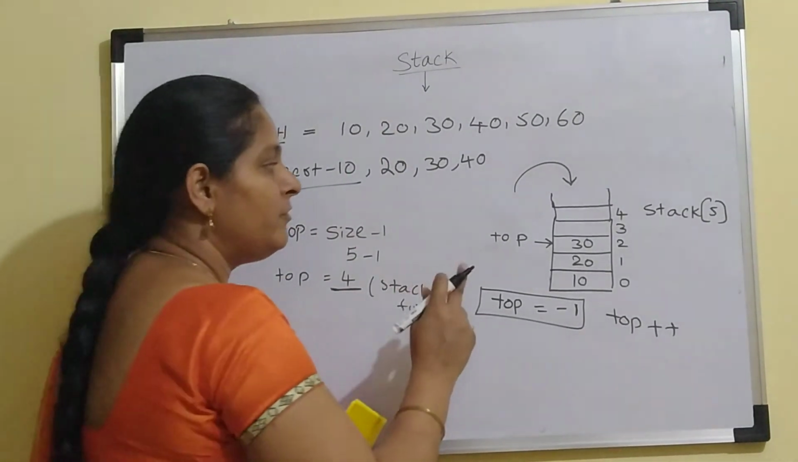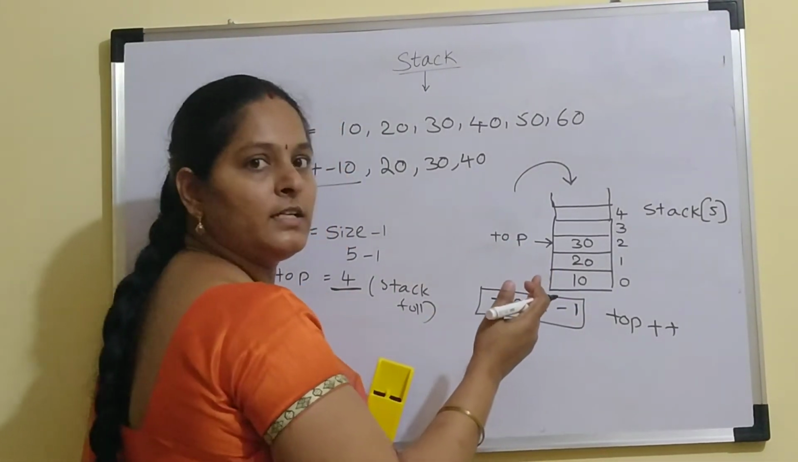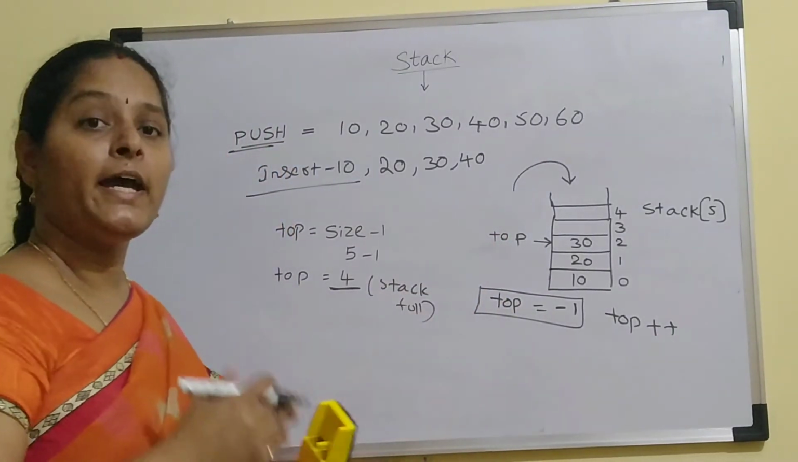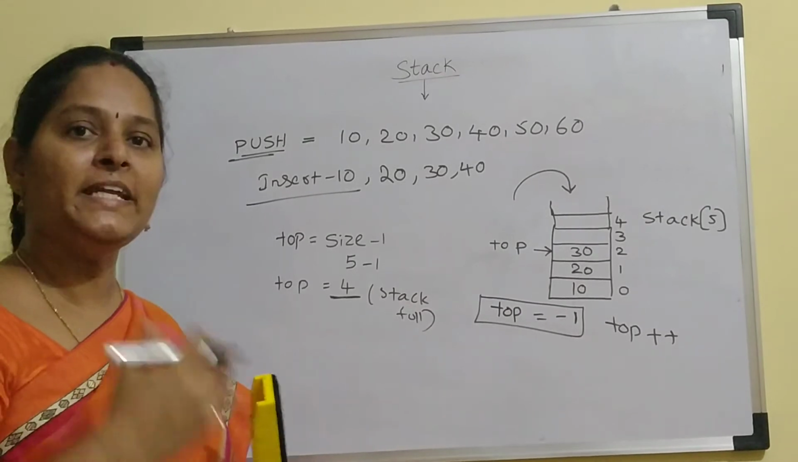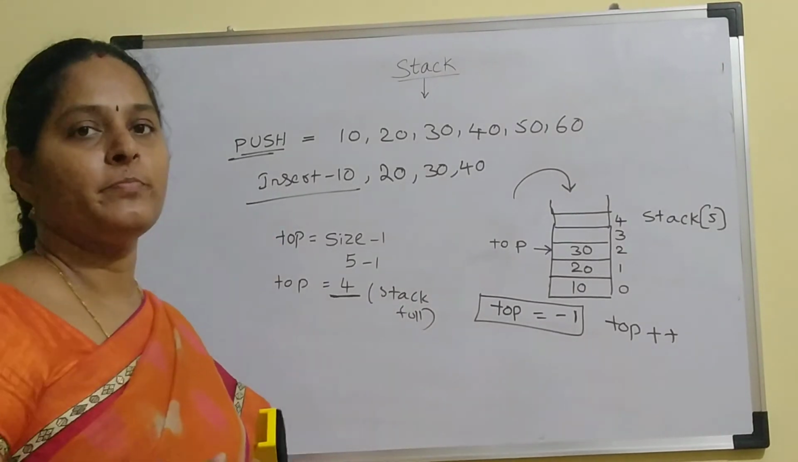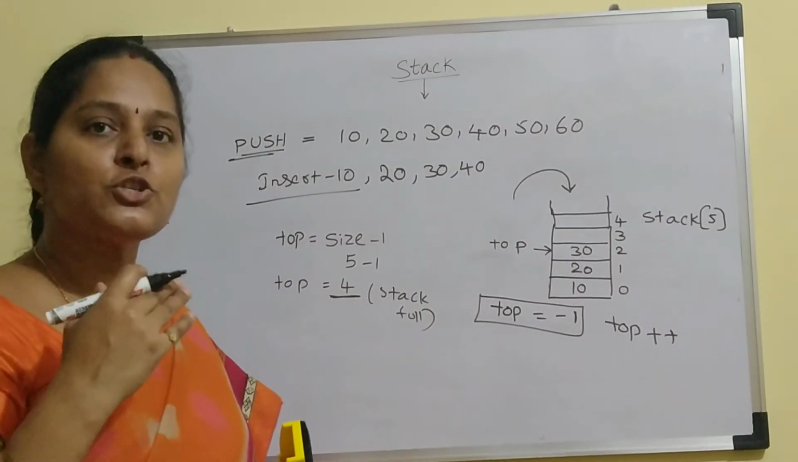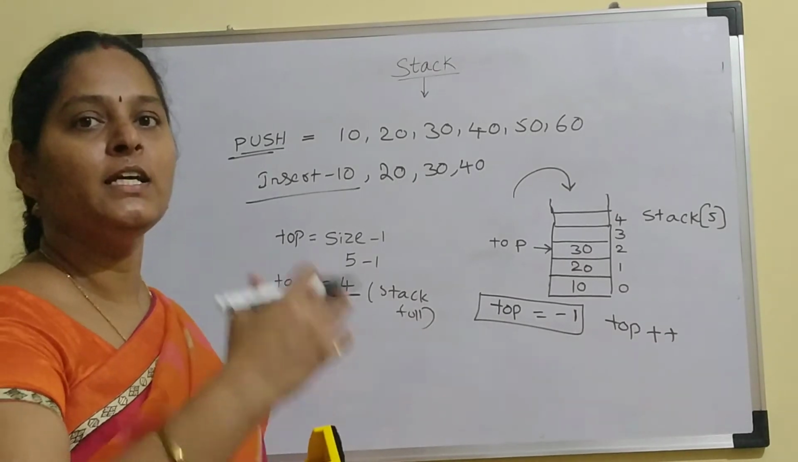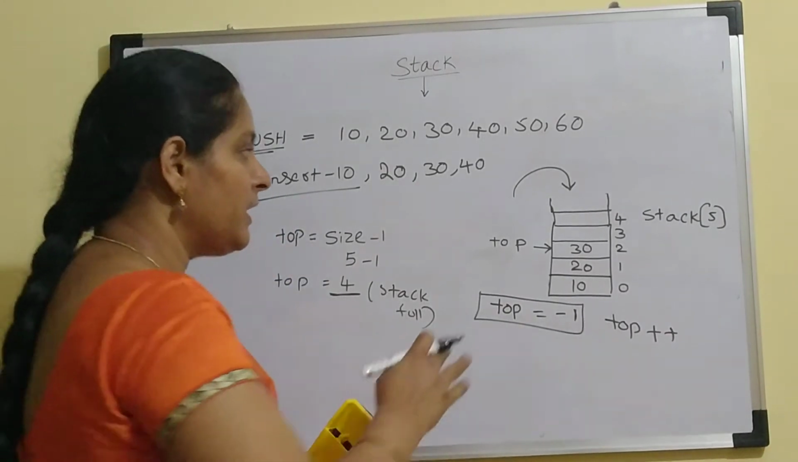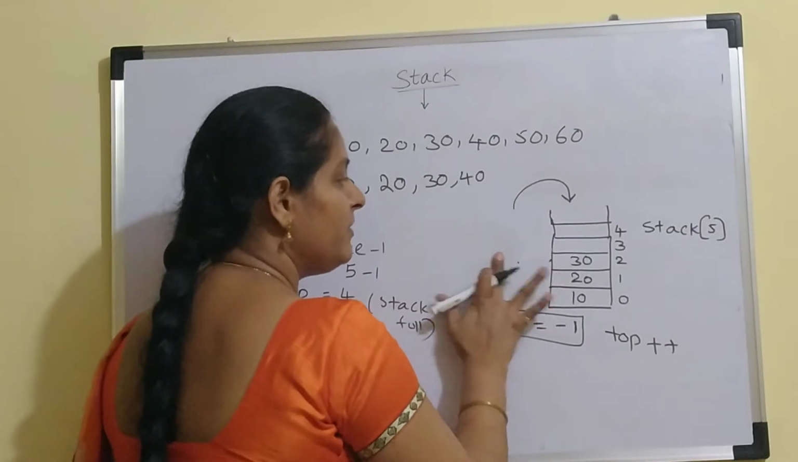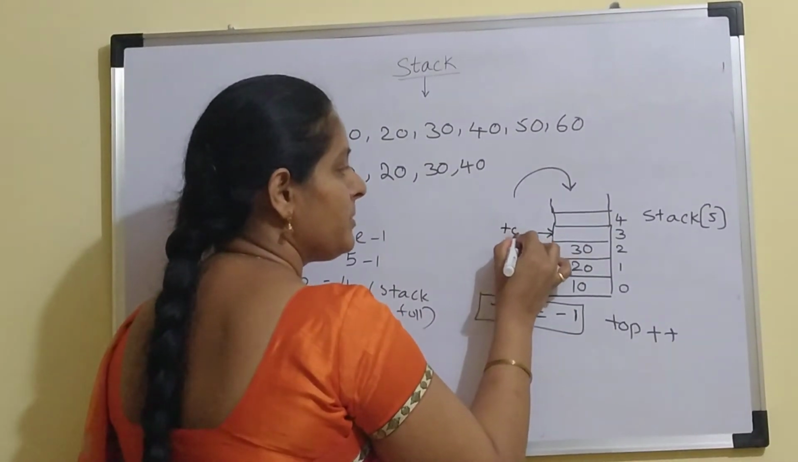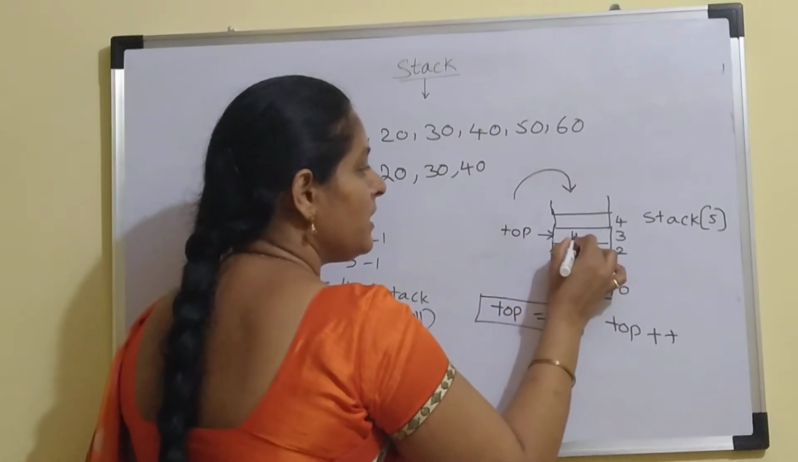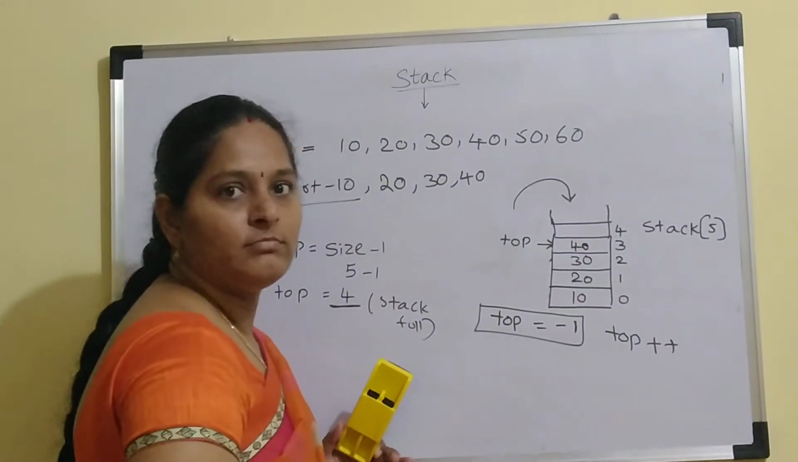Right? Now what is the next step for inserting an element into the stack? Every time before inserting an element into the stack, we need to increment the top pointer by 1. That indicates that we need to show the empty location for inserting. Right? So increment the top pointer by 1. So the top pointer moves to the next available location. Now in this position, insert the element 40.